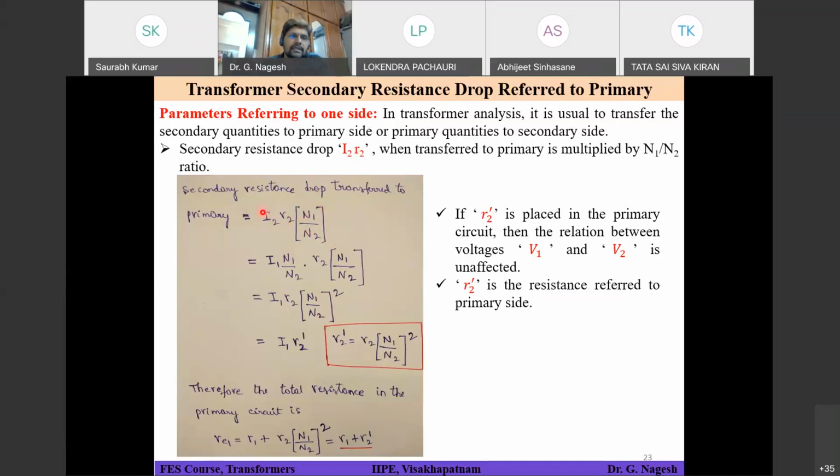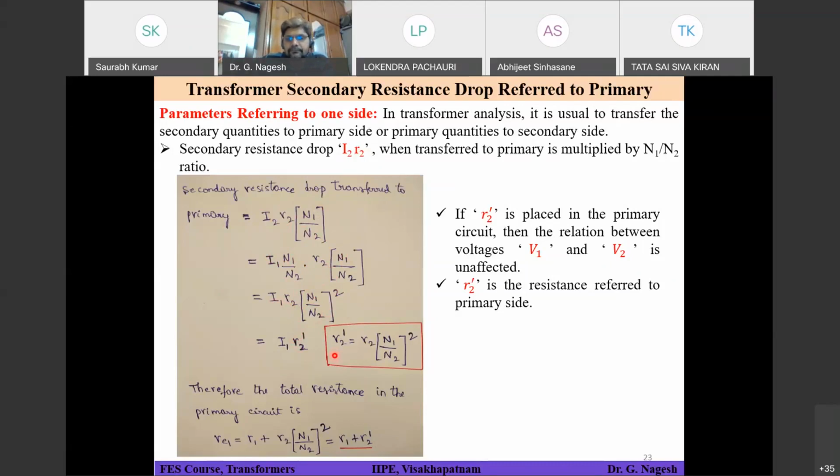So we know how to write I2. So I2 will be I1 into N1 divided by N2. We have already discussed this. Okay, and R2 is written as it is, and N1 by N2 is also written as it is. So if you simplify this, you are going to get I1 into R2 into N1 divided by N2 whole square. So I will call this term R2 into N1 divided by N2 whole square as R2 dash.